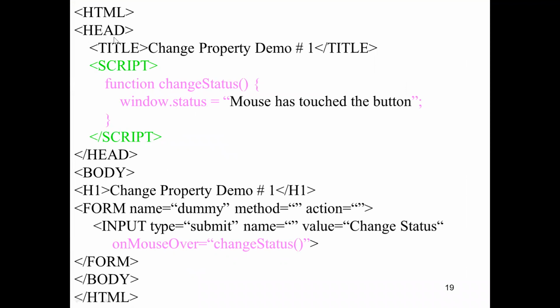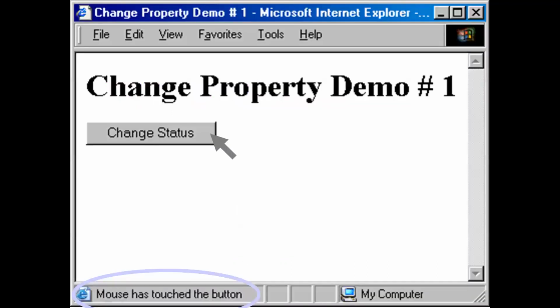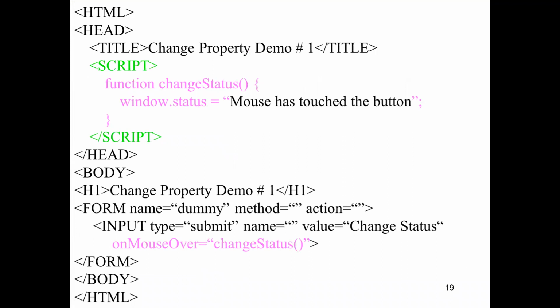Inside the head section, as I told you, mostly the script will be written inside the head section. So in the HTML, inside the head section, we have created the script tag, and inside the script tag, I have created a function called change status. Function is the keyword followed by the function name. The logic I have given is in the window object: window dot status. In the status bar of the window object, I wanted to display the message mouse has touched the button. You see here, this is the window object and this is the status bar of the window object. You can see here the mouse has touched the button. This is the message I wanted to show when I move the mouse over the button.